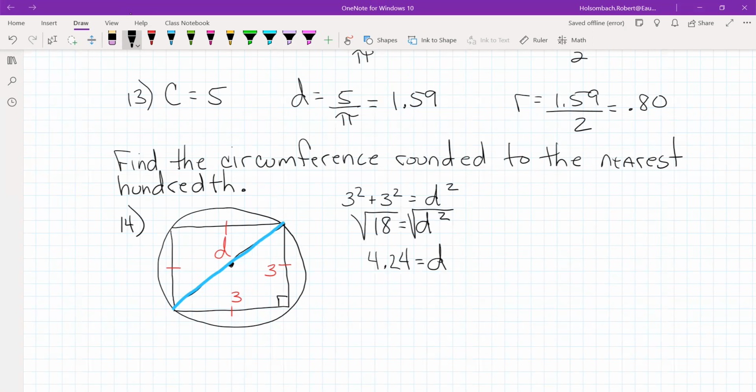That number's still on my screen, so just leave it there, because circumference equals pi times diameter. So circumference equals pi times the 4.24. So like I said, it's sitting on the calculator. You push times and the pi button and hit equals. 13.33.